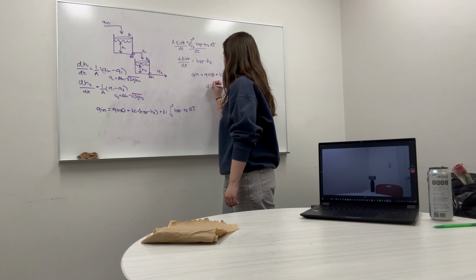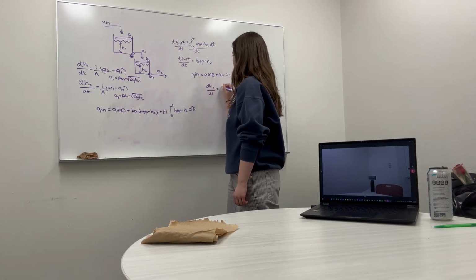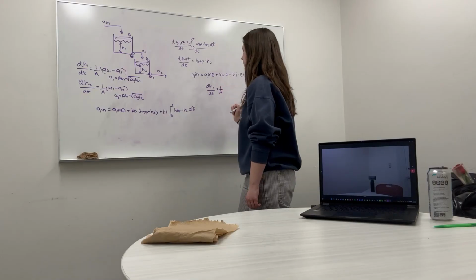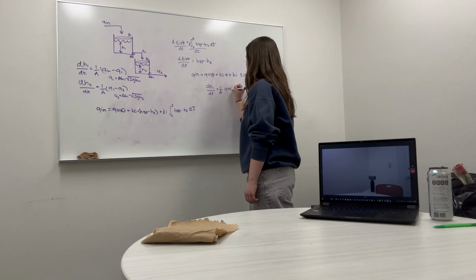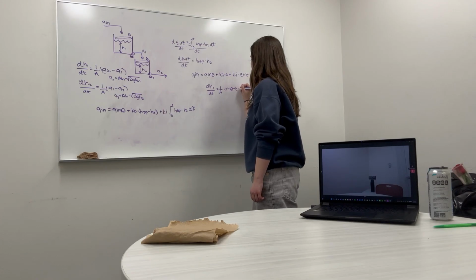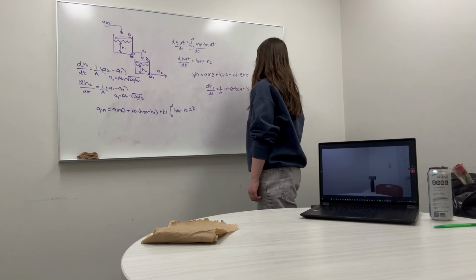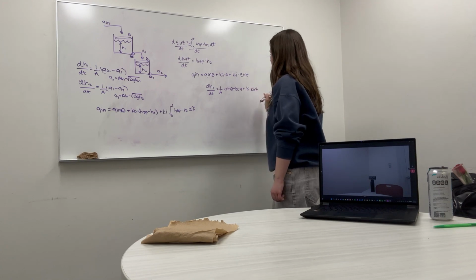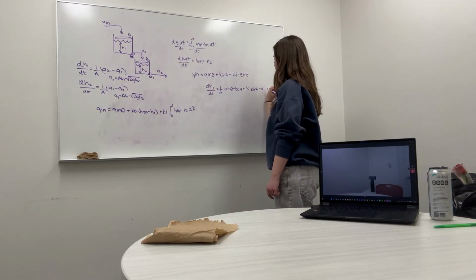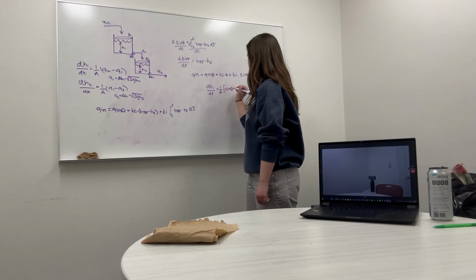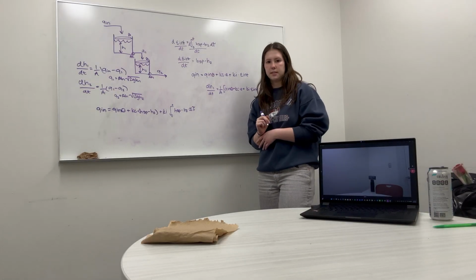We have a change in height 1 with respect to time equal to 1 over A, and then our Qn, which is Qn naught plus Kc times e plus Ki times e int. And then that is going to be minus Q1. And so this is what we end up getting for the change in height 1 with respect to time.